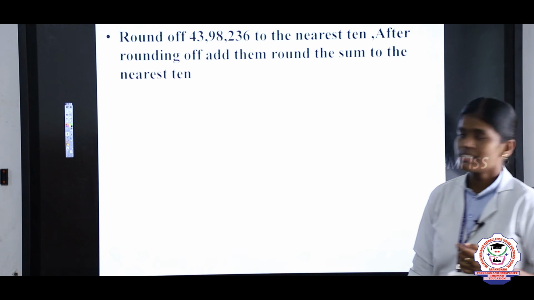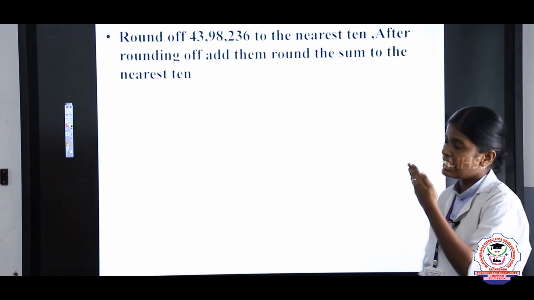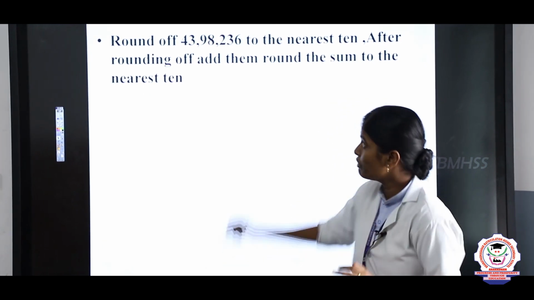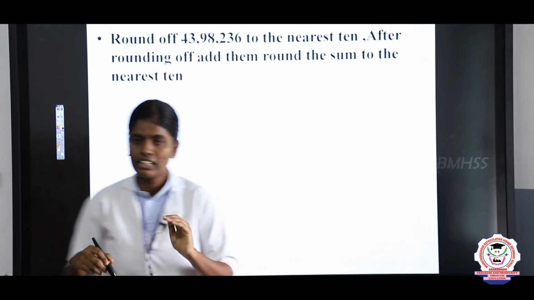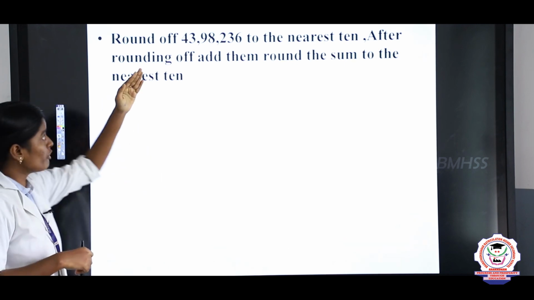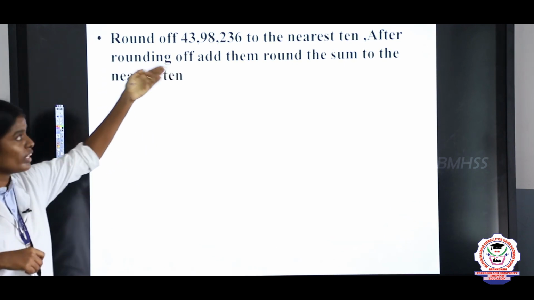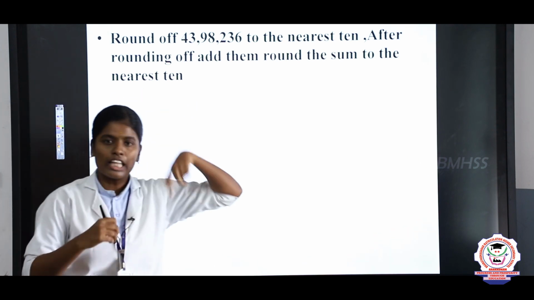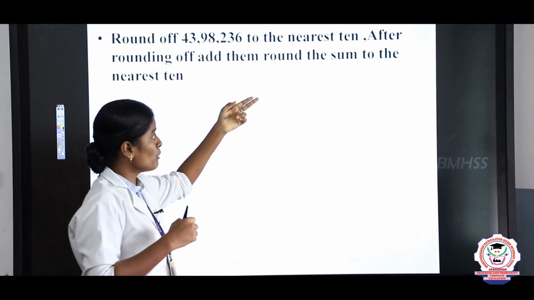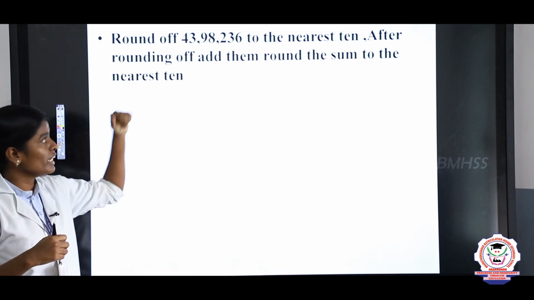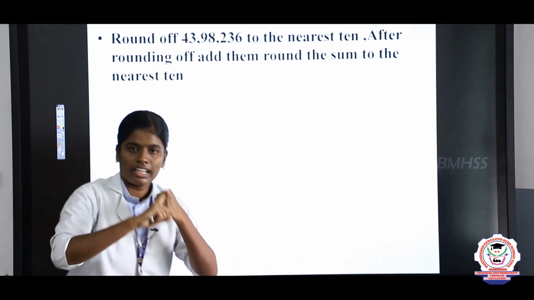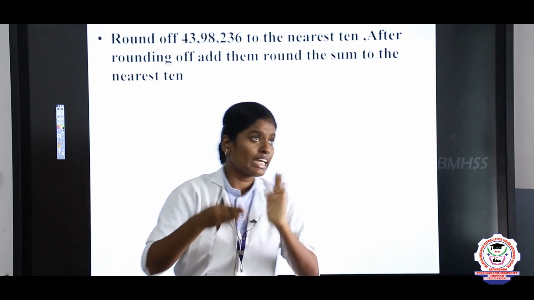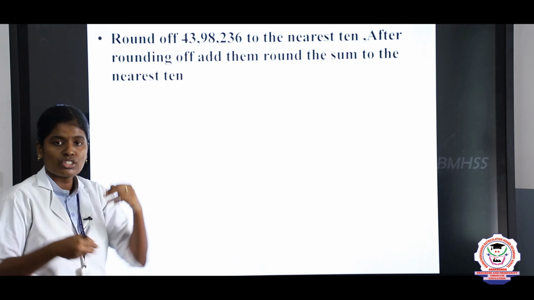So our next topic is: round off 43, 98, 236 to the nearest 10. After rounding off, add them. Round the sum to the nearest 10. Add the numbers, then you get the answer. In that answer you should use the nearest 10.